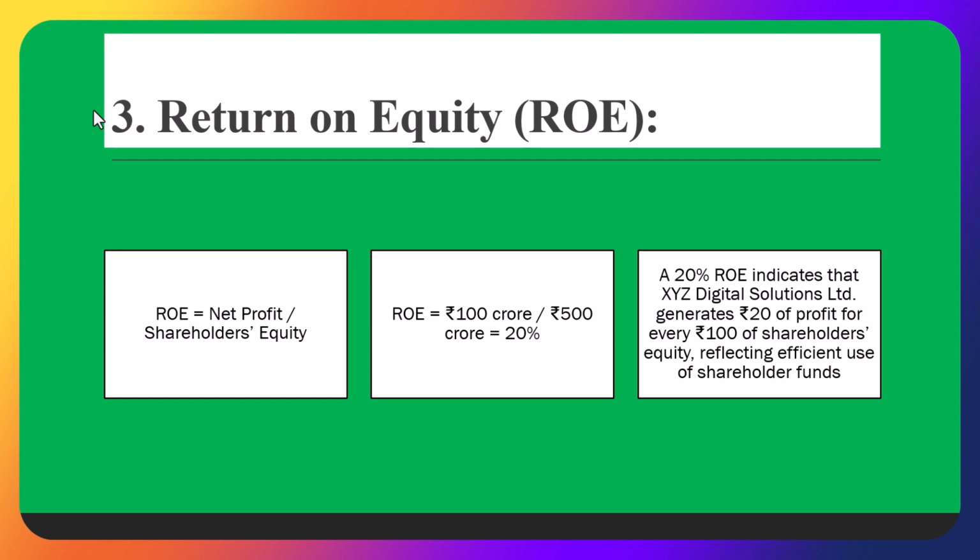So if you find a 20% ROE and you expect this ROE to remain either 20% or more, then you should always be putting your money in such an IPO. Okay.